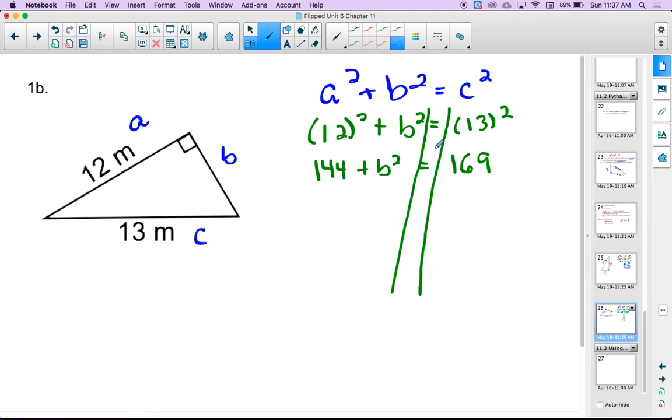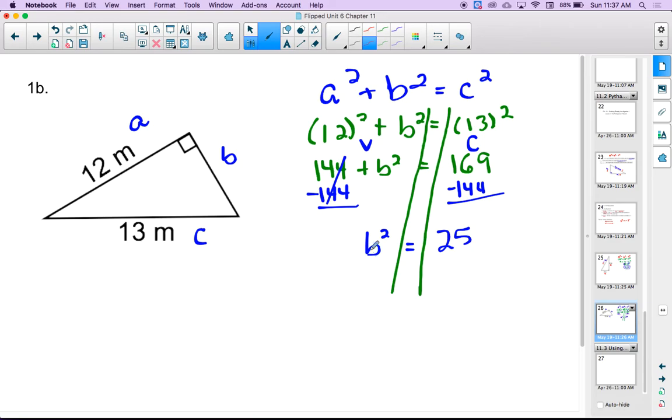Now we have to separate variable side, constant side. This is the only side with variables, so it'll be our variable side. This is going to be our constant side. So look at our variable side. Which term does not belong? It's the 144. So we're going to subtract to get rid of the 144 and balance that out on the constant side as well. We're left with b squared on the variable side. 169 minus 144 is 25.